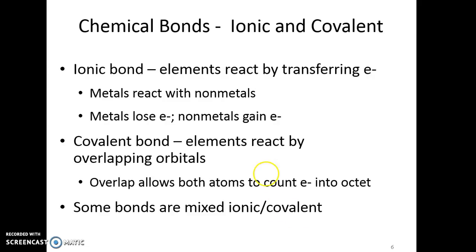Covalent bonds are typically between nonmetals. What happens is the elements react by overlapping their orbitals and sharing electrons. We call it a shared set of electrons. The overlap allows both atoms to have the electrons in their valence shell, and through that sharing, they get this octet that gives them stability. We have some bonds that are mixed ionic and covalent, but you don't have to worry about that. We're not really going to discuss it too much besides this.